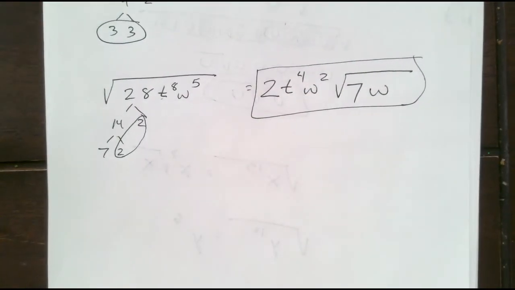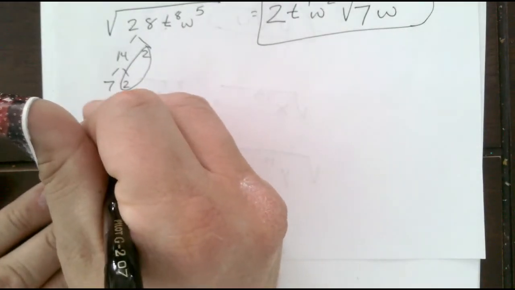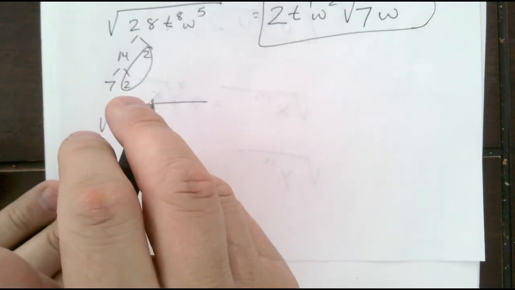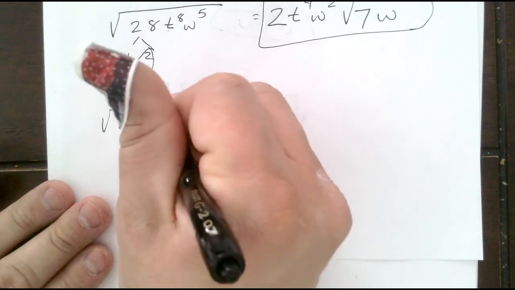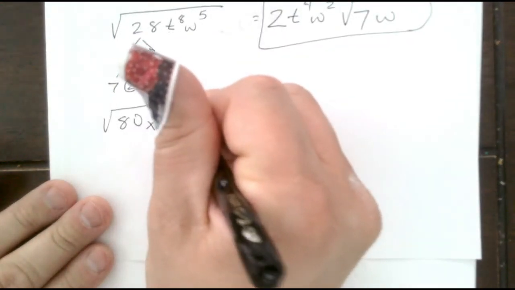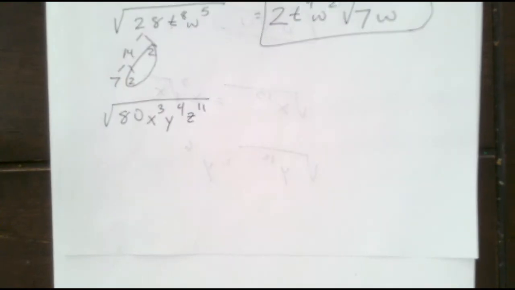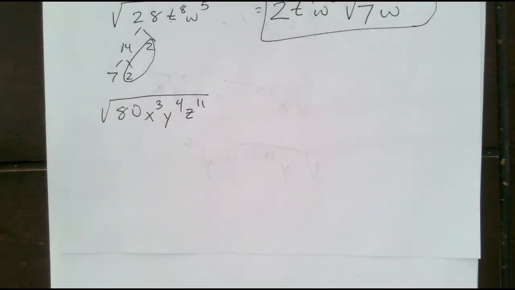Okay, I'm going to do one more of these. And should we make it as hard as we can? Let's do a 3 variable here. So let's say we had the square root of, what's one that gives you a lot? Let's say 80 x cubed y to the 4th, z to the 11th. Okay, you guys are on your own for a second. Pause the video and do it.